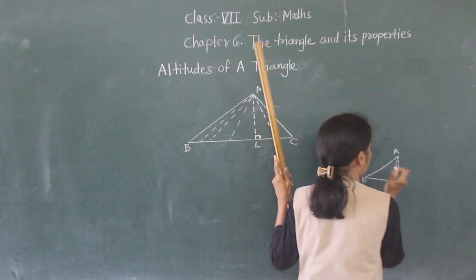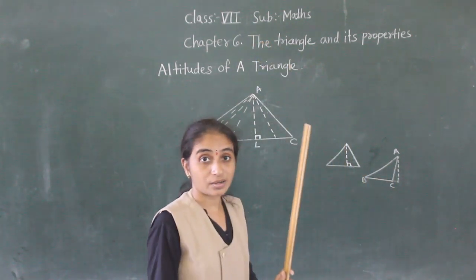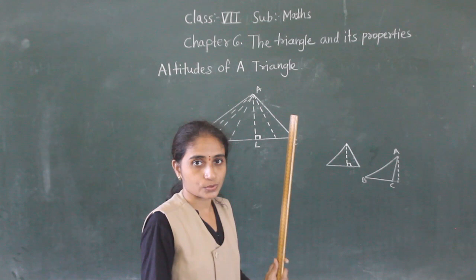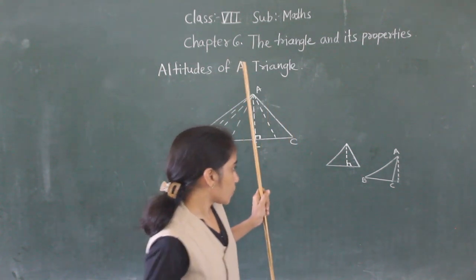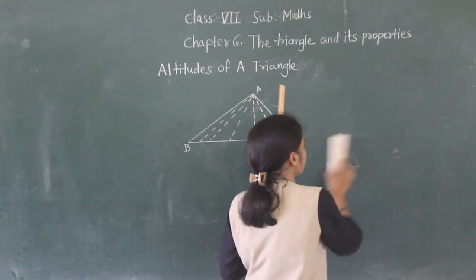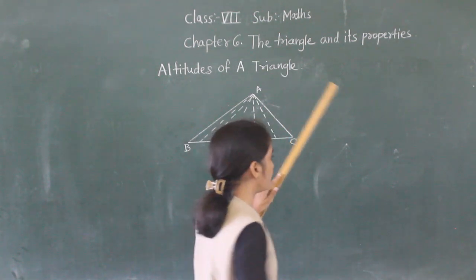Outside of the triangle. So it makes an outside of the triangle also. Okay, so we can draw the altitudes of triangles. Now one more example I will show you.